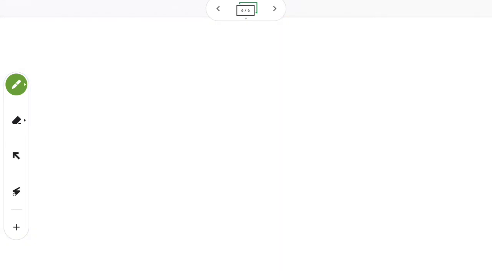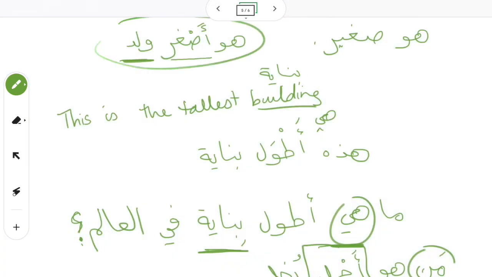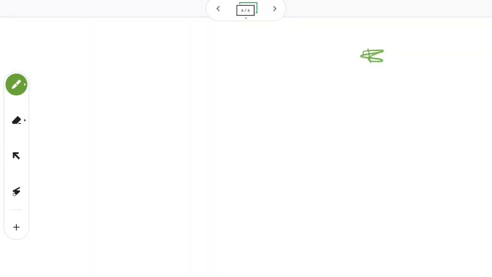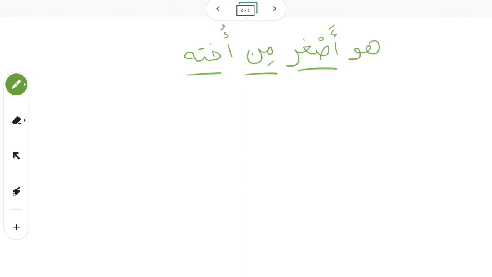Now, if you want to use it as a comparative, you want to compare two things, then we're going to use it with min. Okay. So for instance, let's look at the sentence that we saw here. هو أصغر ولد. Let's change that. Let's use it in a comparative form. هو أصغر من whoever we want to talk about. من أختي. So he is younger than his sister.